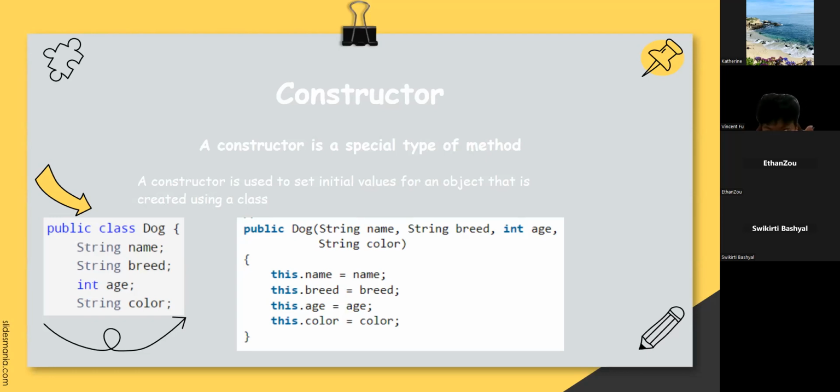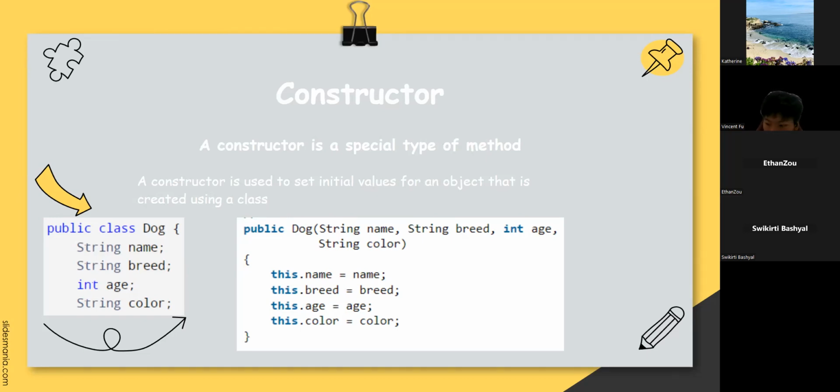So for the example of the class Dog, we have four fields right now, or attributes. We have the name of the dog, the breed of the dog, the age, and the color. So in the constructor, we also have to have four lines, one for name, one for breed, one for age, and one for color. And what this does is that it allows us to set an initial value for the object that we are creating.